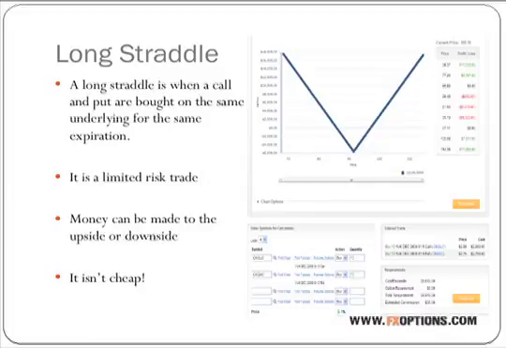The long straddle. Long straddle is when a call and a put are bought on the same underlying at the same expiration, meaning XYZ stock is at 50, and we're going to buy the 50 call and the 50 put simultaneously. With that being said, it's a limited risk trade. We're buying a call and we're buying a put. And our hope is that we get a lot of movement, one way or another. So, we're hoping to make a lot of money on the call and let the put expire worthless, or a lot of money on the put and let the call expire worthless.